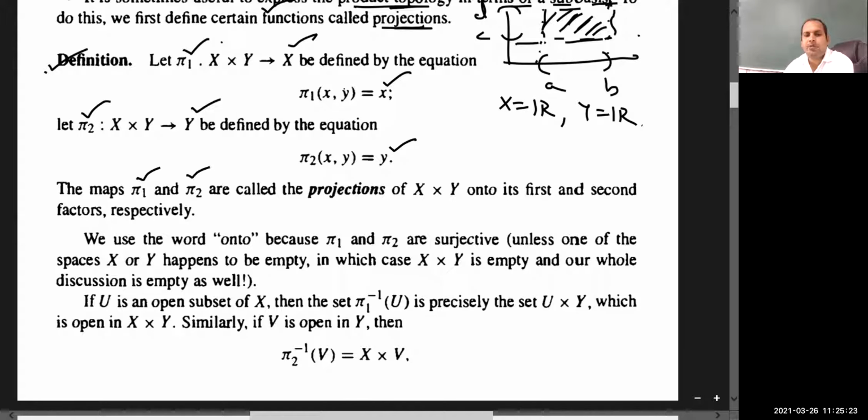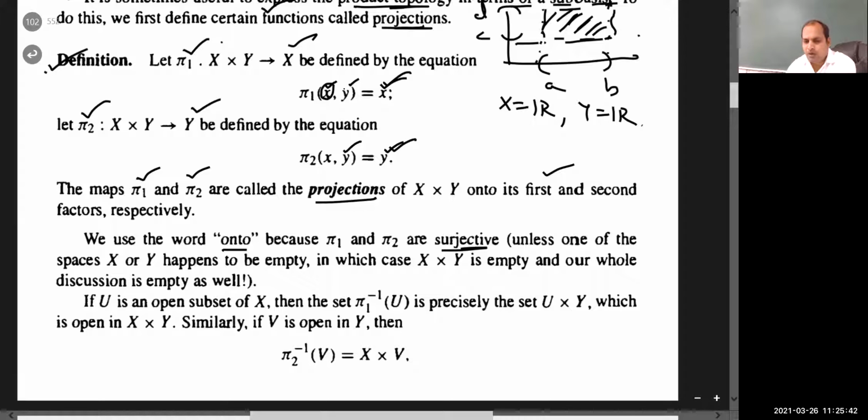Then pi1 and pi2 are called the projections of X cross Y onto its first and second factors. We can say that we are projecting X cross Y to its first slot, denoted by pi1, and to its second slot, denoted by pi2. We use the word onto because pi1 and pi2 are surjective.